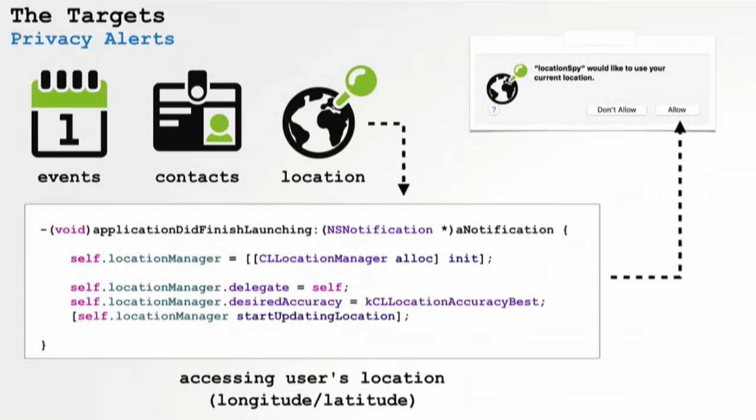Another aspect of the OS that malware or a local attacker may seek to interact with synthetically are privacy alerts that are displayed, for example, when you try to access the user's location, their contacts, or the calendar events. So for example, here we can see on the slide, if you execute this code to try to figure out the geolocation of the infected system, the operating system will block this action and display an alert, and in theory, only continue when the user clicks allow.